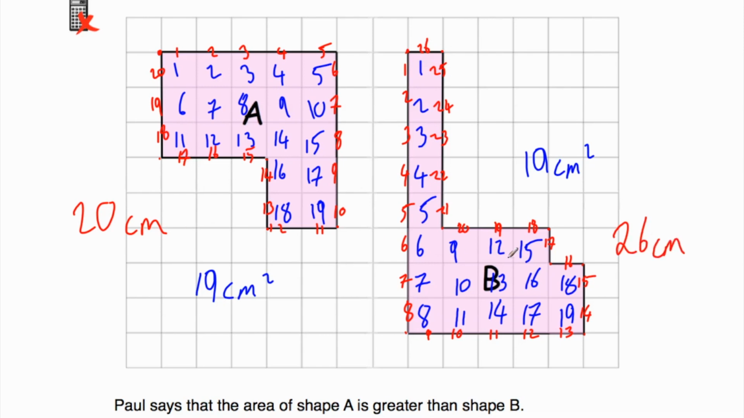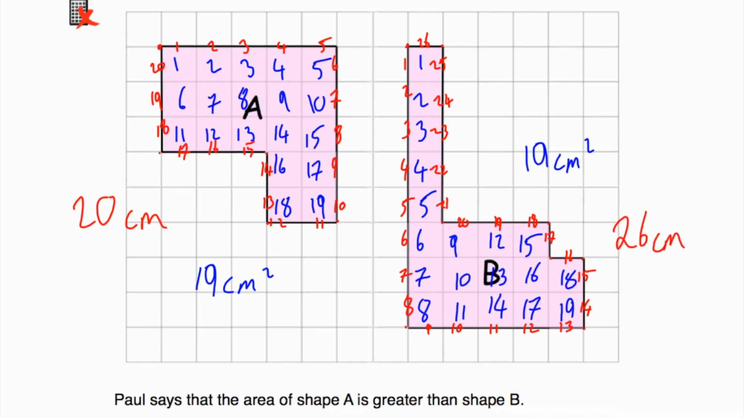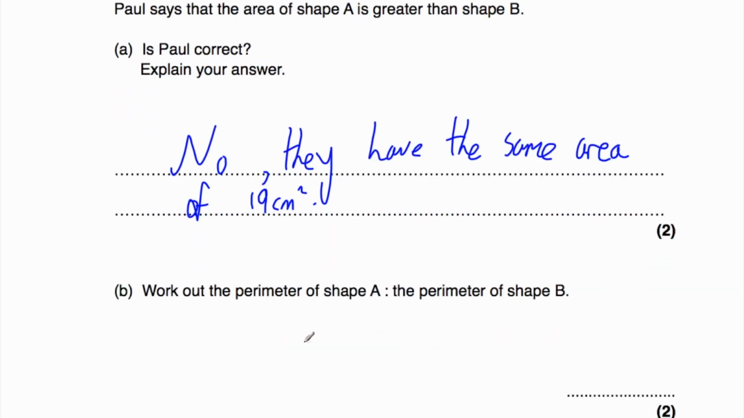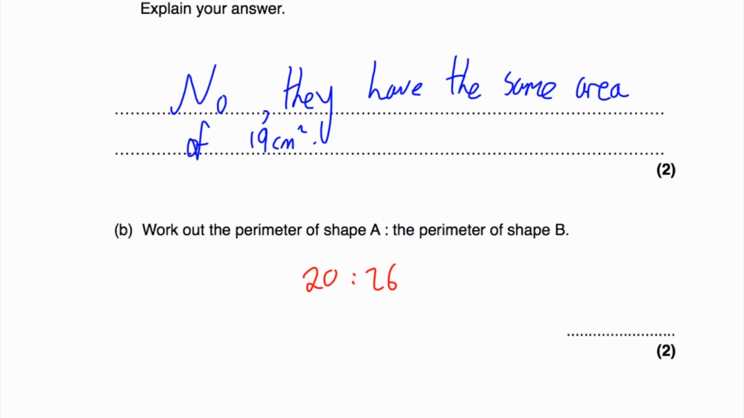So we've got the perimeter of A and the perimeter of B. And we've been asked to write that as a ratio. So that's 20 to 26. And then we can cancel it down. 20 and 26 are both divisible by 2. So that'll be 10 to 13. And that's it. So the perimeter of shape A to the perimeter of shape B would be 10 to 13.